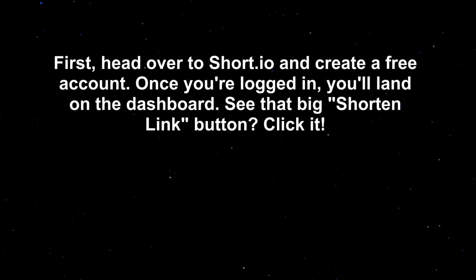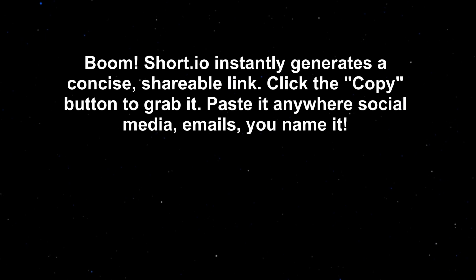Once you're logged in, you'll land on the dashboard. See that big Shorten link button? Click it. Now, paste your super long URL into the provided field. This is the link you want to shrink. Boom! Short.io instantly generates a concise, shareable link. Click the copy button to grab it, paste it anywhere: social media, emails, you name it.